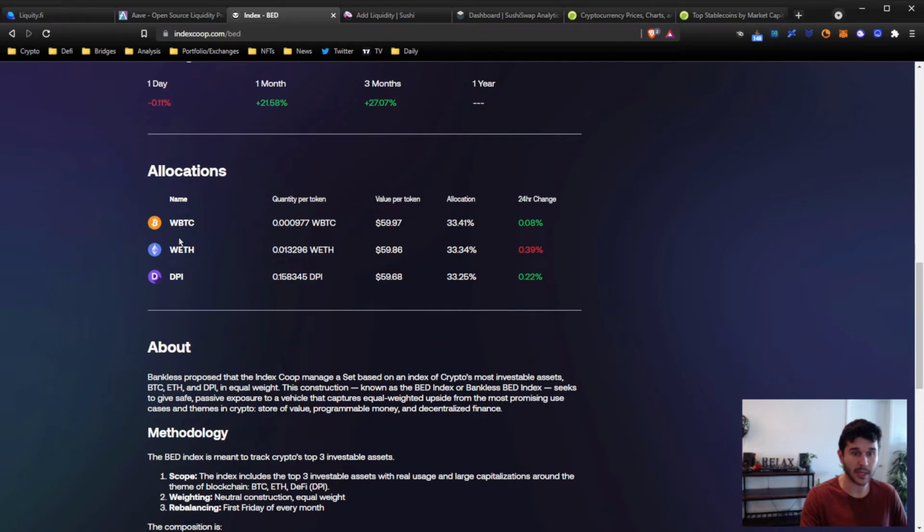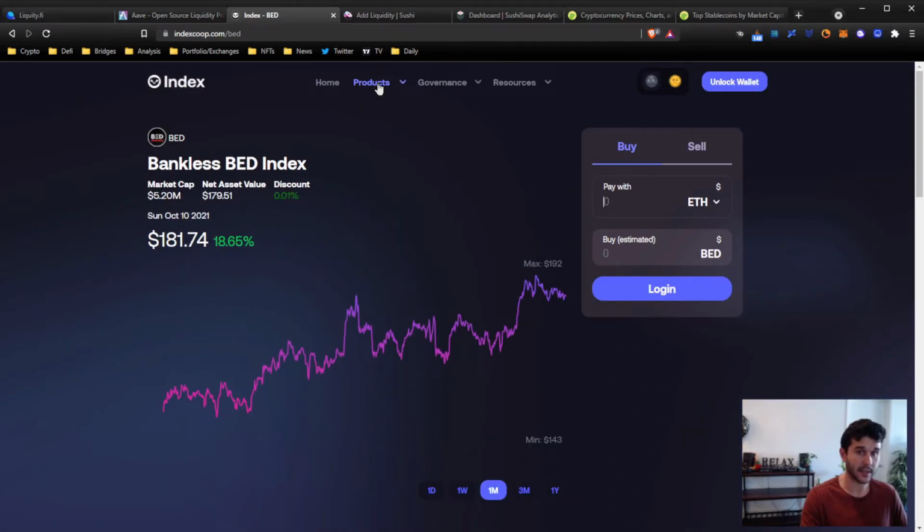So the Bankless Bed Index is actually a mixture of Ethereum, Bitcoin, and then the DeFi index that I showed you first. So this is kind of a cool option if you just don't want to spend time kind of rebalancing or researching which cryptos to invest in. It's kind of a nice option.